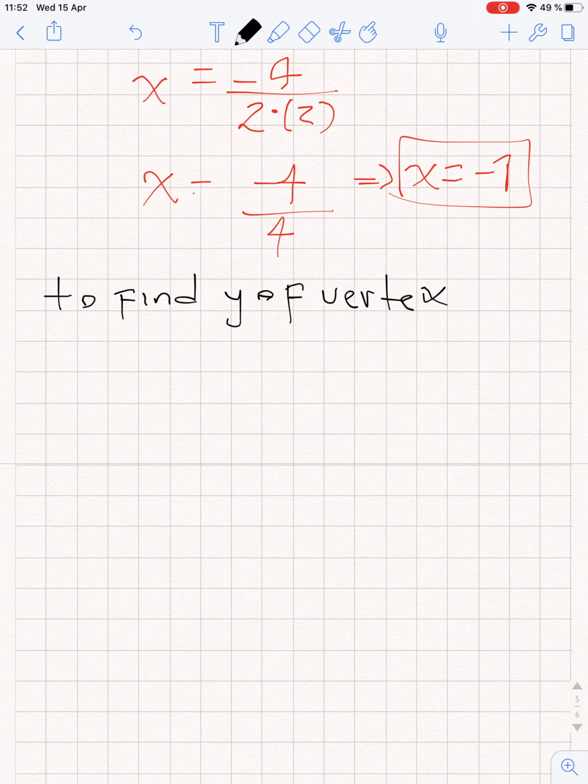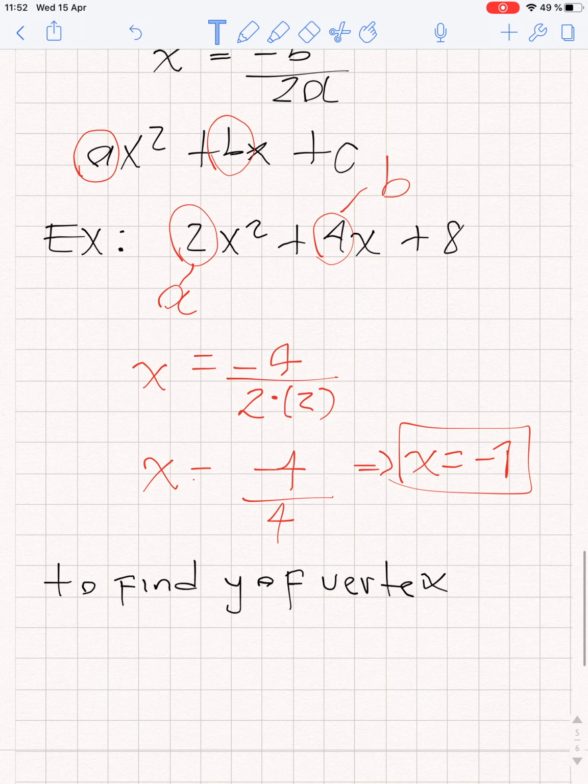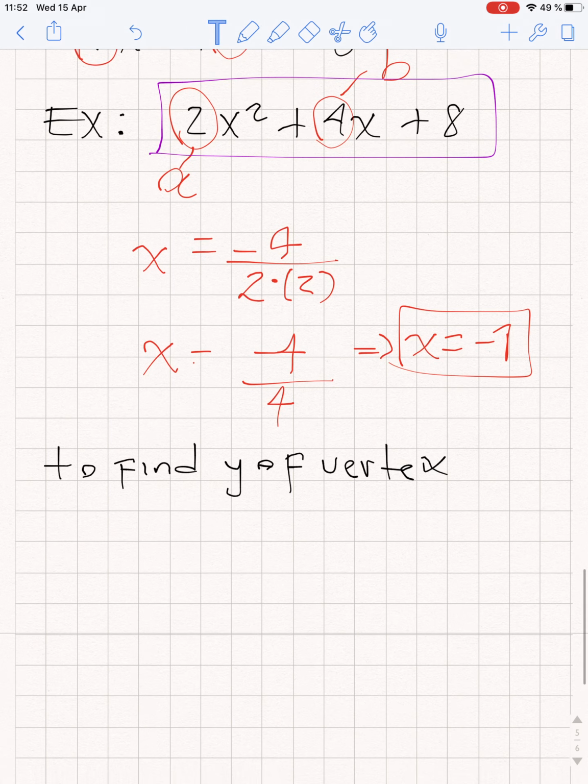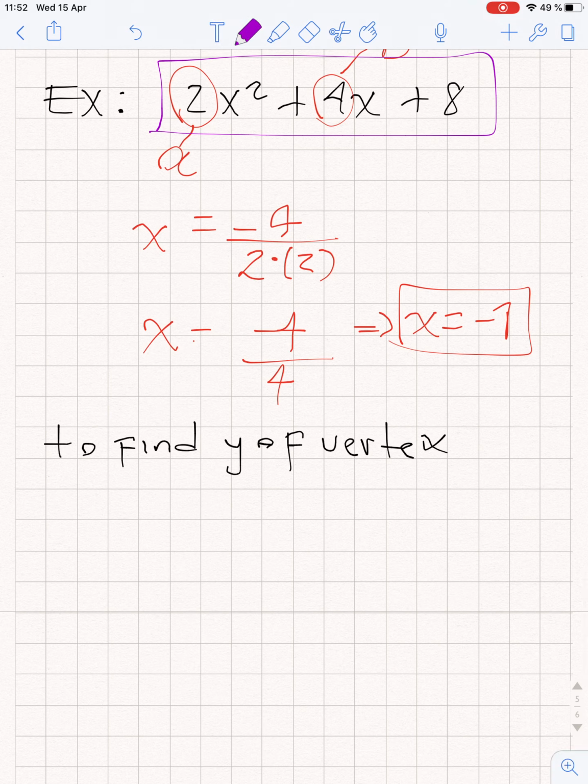How? By taking the value for x, we are going to replace this value in the expression. Which expression? This expression, okay? Now I'm going to rewrite the expression. It's going to be 2x squared plus 4x plus 8 equals y. Remember, in a quadratic equation, we can make the expression equal to 0 or to y. We already have the value for x. Now, when you have an x, you can replace it with the value that we found before, that is minus 1.